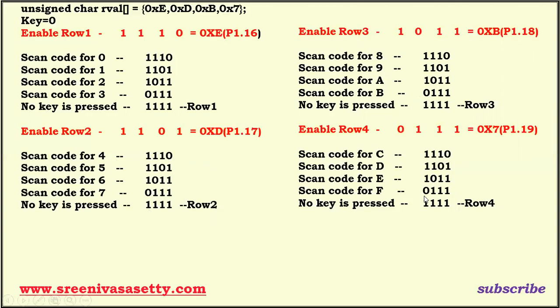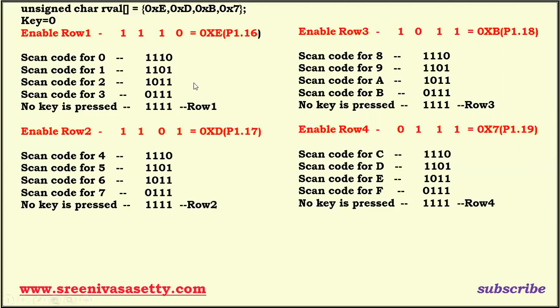Read data from the keyboard with the help of the IO pin register. Assume we're getting the same data. What does it mean? Once again, no key is pressed in the fourth row also. Go back. Enable, read, enable, read, enable, read. Then we have to do the same thing infinitely. That is called a keyboard scan. It's called scanning, keyboard scan.